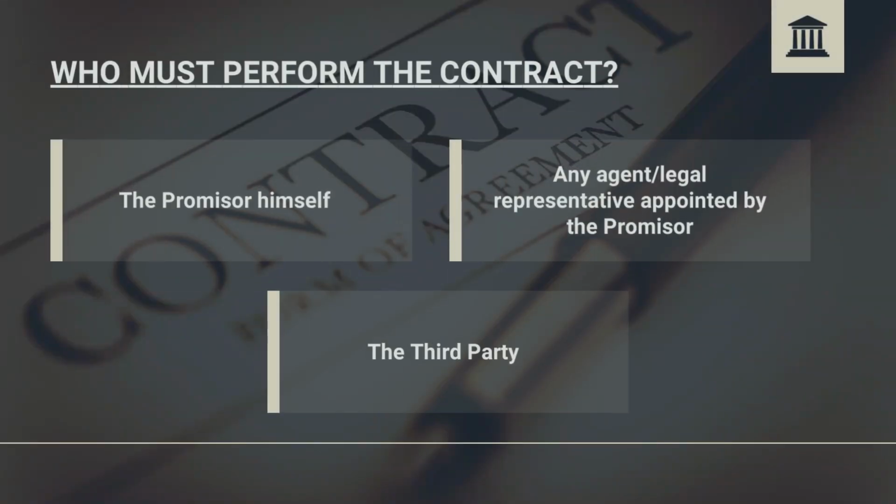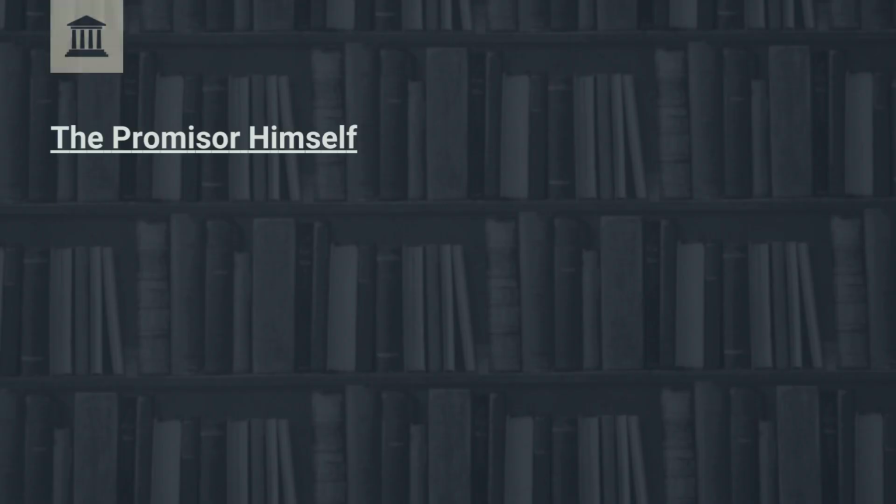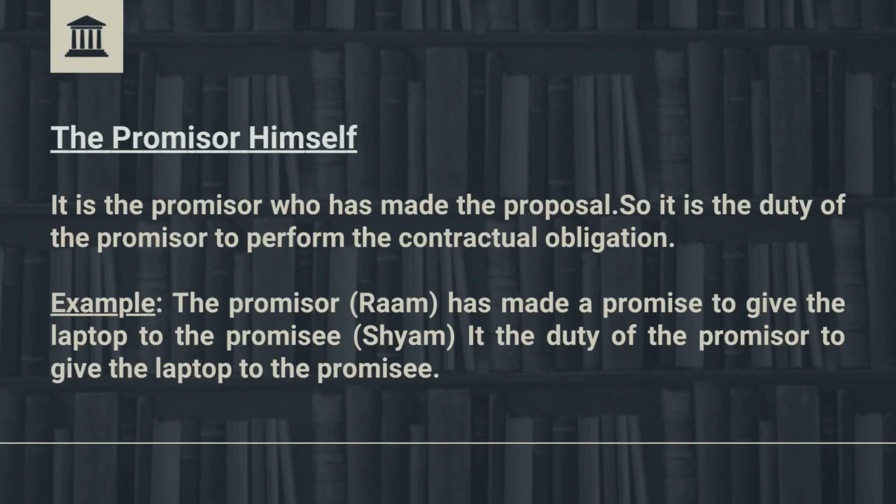Now who must perform the contract? Promisor himself. The promisor has made the promise, so it is the duty of the promisor to perform the contractual obligation. मैंने आपको लैपटॉप देने का वादा किया था, तो ये मेरी जिम्मेदारी है कि मैं लैपटॉप को आप तक पहुंचाऊं. It is the promisor who has to perform the obligation.